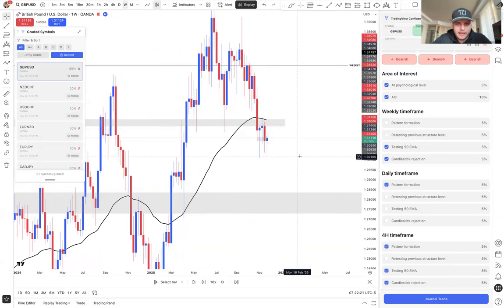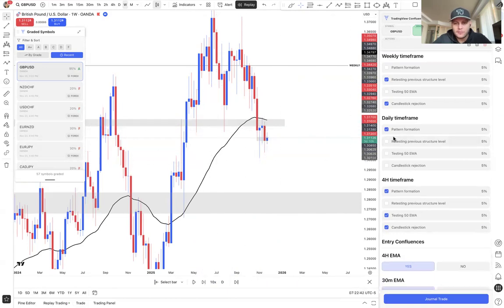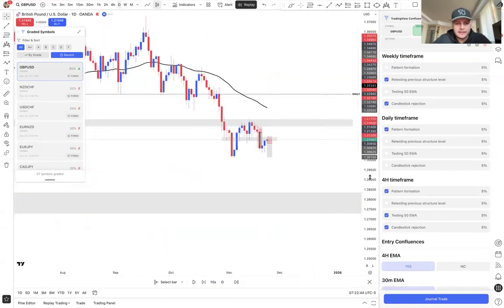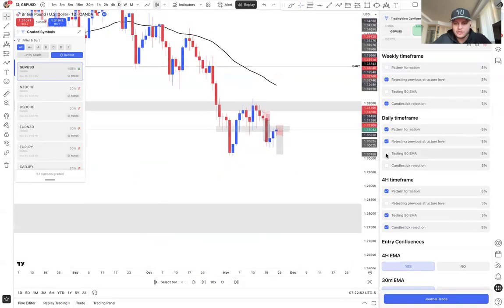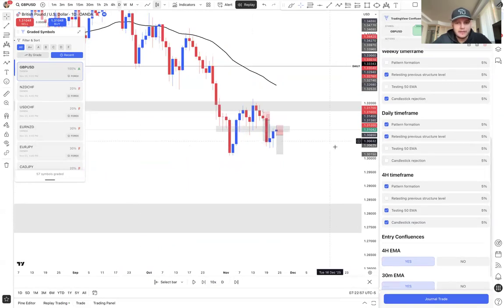We didn't really have a pattern. We were retesting the previous structure, not exactly like fully retesting it, but we were retesting it with the wick, just retesting the previous wicks with this wick. We weren't retesting the EMA, and we did have a candlestick rejection last week. We rejected with the bearish engulfing. So I was expecting somewhat of a continuation on the daily time frame. We had a double top. We were retesting these wicks once again, retesting these previous structures. We weren't retesting the EMA, and we didn't have a candlestick rejection just yet.